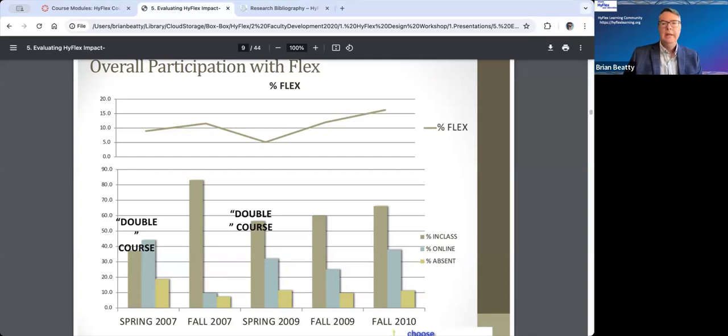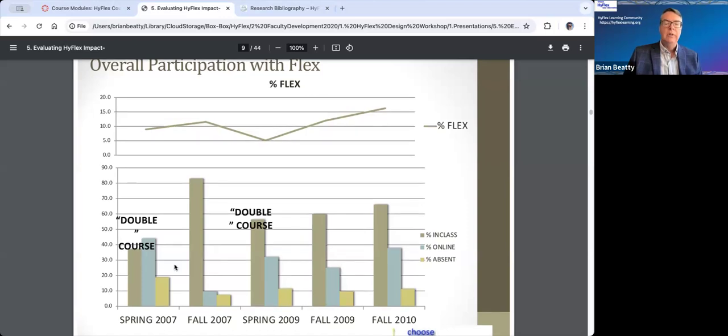So what that told me and told us in the early days was, yeah, they were finding some value here, and they were making some different choices from week to week, depending upon their individual requirements, their individual contexts. So HyFlex was something that they were expressing value in by the way they were participating.